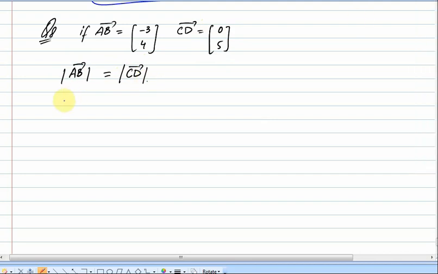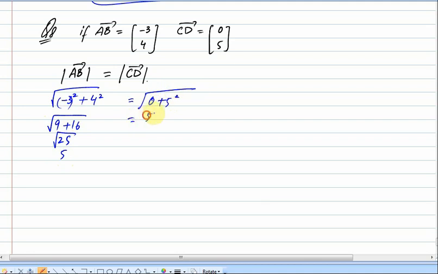The magnitude of AB is the square root of x square plus y square. So -3 square is 9 and 4 square is 16, and that is equal to 25. The answer is 5. If you find out the magnitude of CD, it will be the square root of 0 plus 5 square, that is 5 square, and that is equal to 5. So the magnitude of AB and the magnitude of CD are equal and they both are 5.